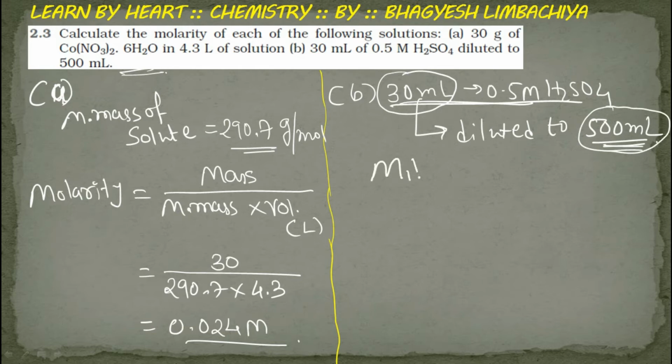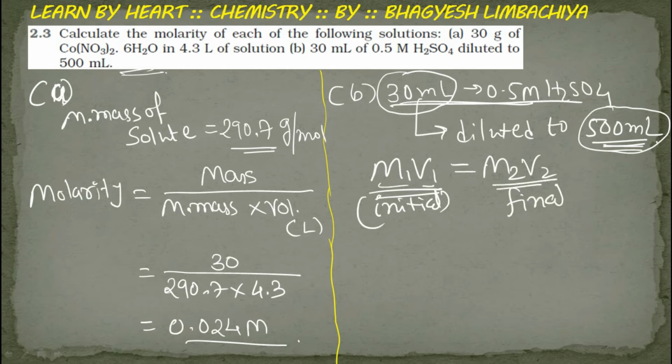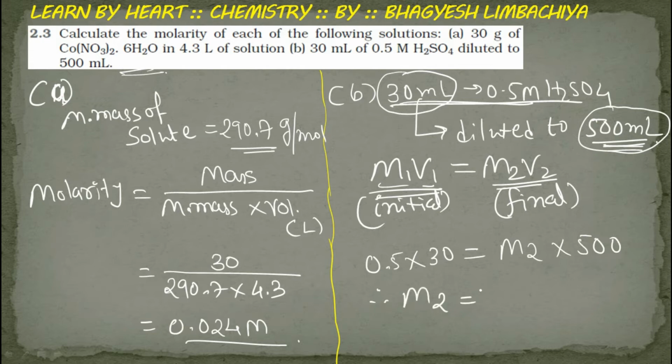So the simple formula is applied, M1V1 equals M2V2. Here this is the initial condition. What was the molarity and volume? And this one is the final condition. So the initial molarity is 0.5, V1 is 30, M2 we want to calculate, and the final volume is 500 ml. So M2 is 0.5 times 30 by 500. So the overall answer will be 0.03 molar.